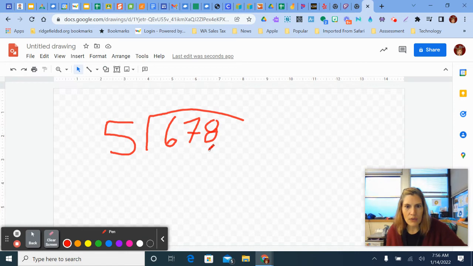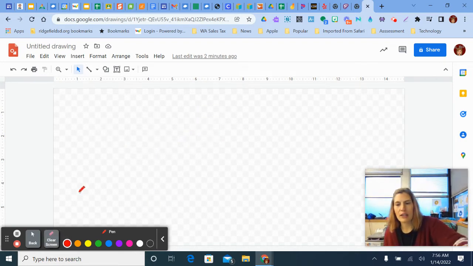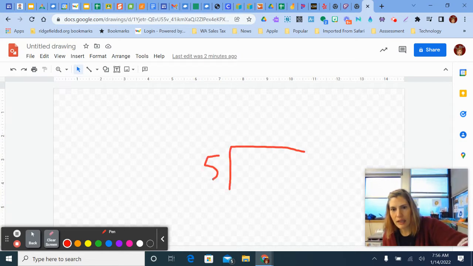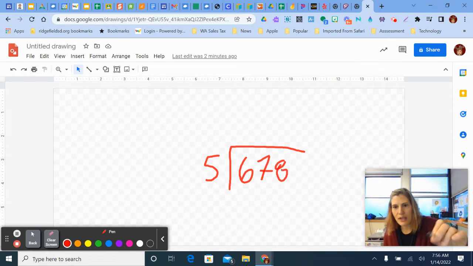I already kind of did this wrong because I need to leave myself space on top to stack my numbers. So I'm going to go ahead and clear that and try again. So I'm going to do this, 5 and 678. So my first task is to think, what is the biggest amount I can get 5 to go into 600?